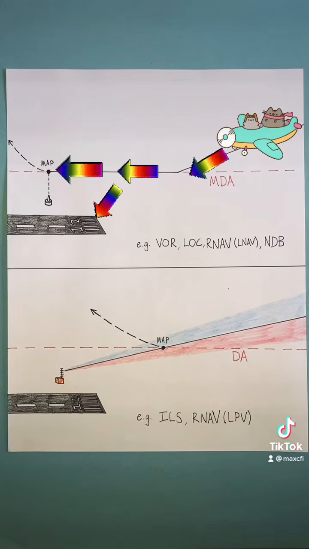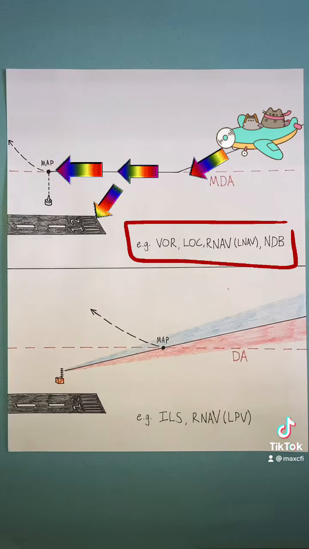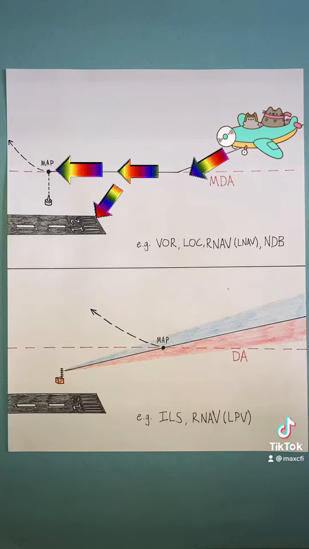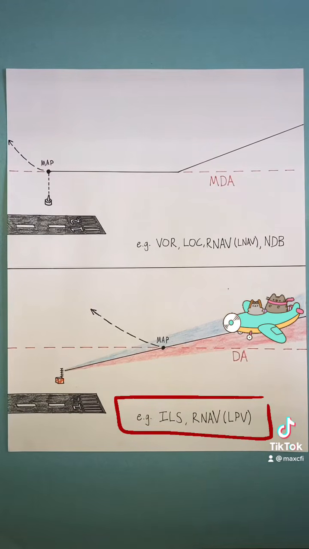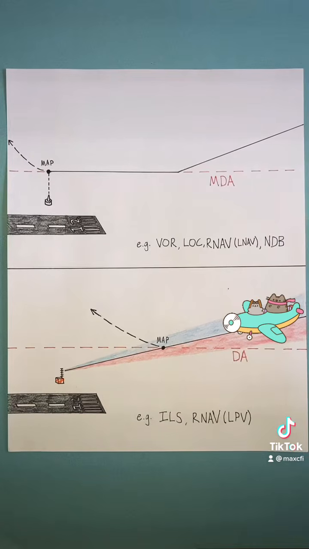You'll find MDAs published on non-precision approaches like VOR, localizer, RNAV approaches with LNAV minima, and NDB approaches. DA, or decision altitude, also called decision height, is found published on approaches with vertical guidance, like an ILS or RNAV approach with LPV minima. These approaches have a glide slope to give vertical guidance along the approach course, while an MDA is like a floor you level off at and continue along until you see the runway or have to go missed.